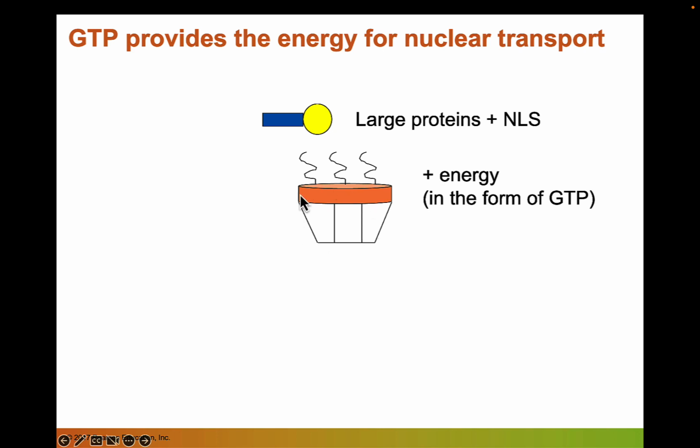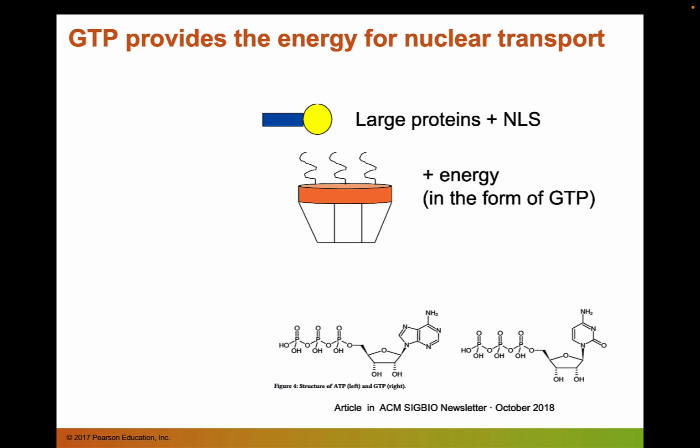Here's our mail slot, the nuclear pore. And we're going to have the input of energy, and we're going to come to this in a little bit, in the form of GTP. I talked about GTP very briefly when we talked about tubulin. But I just want to show you that GTP is pretty close to ATP. ATP stands for adenosine triphosphate. So here's the adenosine, the sugar, and 3 phosphates. GTP is guanine triphosphate. So here we're switching out our base, but we still have our high energy phosphate bonds. So GTP can work like ATP in terms of energetic coupling.